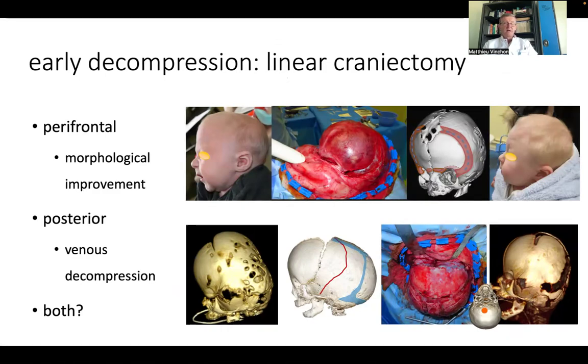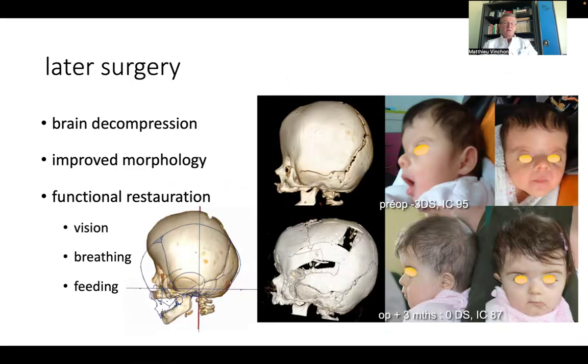We can help by providing venous decompression, or we may need to do both in different stages. In most cases, we do later surgery, if possible, around 9 months, to do brain decompression, to improve the morphology, as you see in this child on the right, on top before surgery, below after surgery. You see that the mid-face protrusion improves markedly. And of course, to improve function of vision, breathing, and feeding.